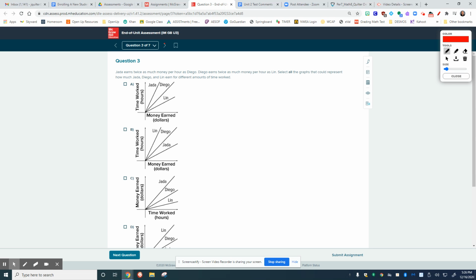compares Jada, Diego, and Lynn and how much money they earn. We know Jada earns twice as much as Diego. Diego earns twice as much as Lynn. That should tell me who makes the most amount of money. If Jada is making twice as much as Diego and Diego is making twice as much as Lynn, that tells me that Jada's making the most and Lynn is making the least. So you need to pick which graphs represent this situation of how much money Jada, Diego, and Lynn earn for each amount of time worked. Pay very close attention to how that situation worked out on there, and choose the right one or ones.